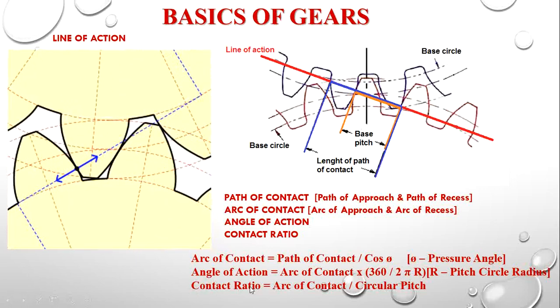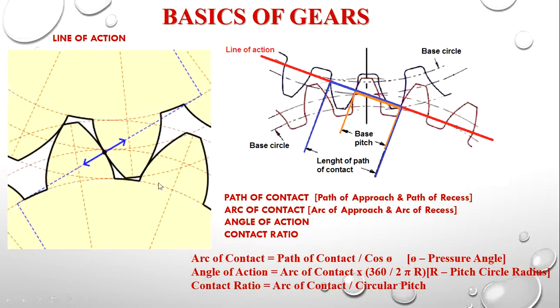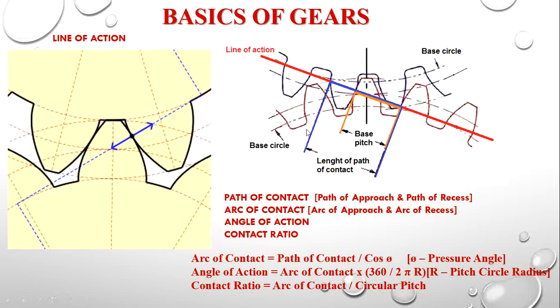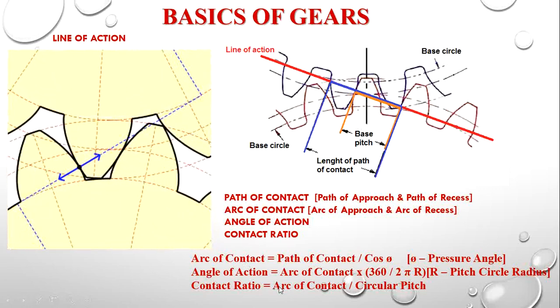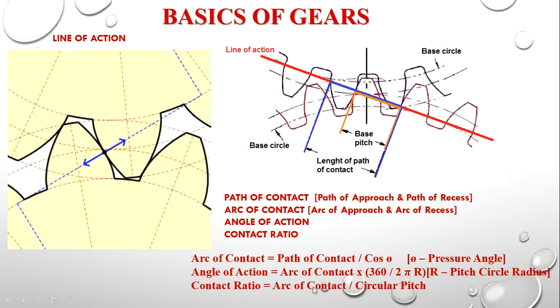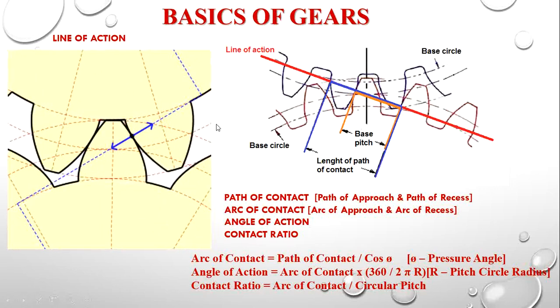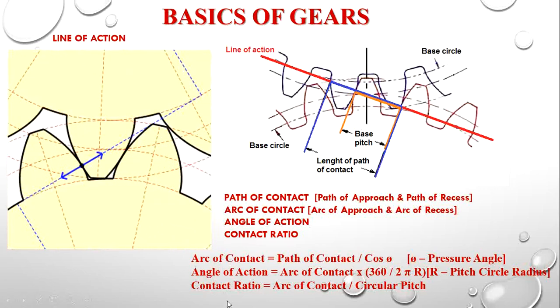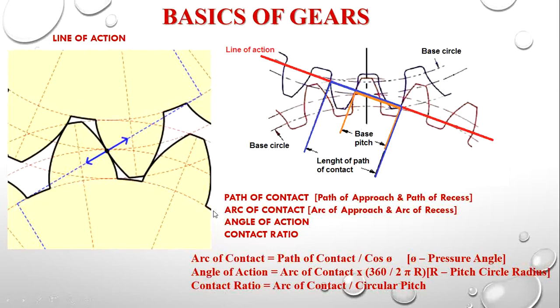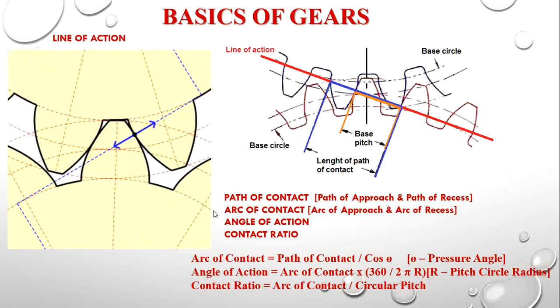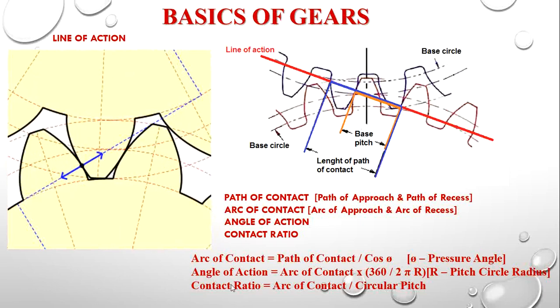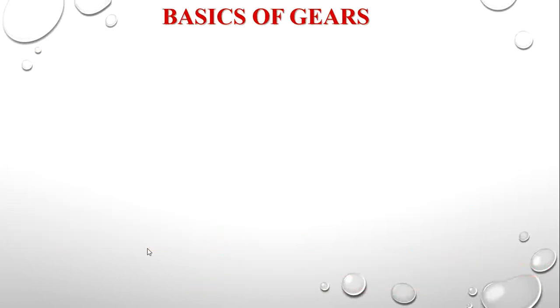Now the third one is contact ratio. Contact ratio is nothing but how many teeth are in contact at a time. The formula for that is arc of contact by circular pitch. So using these three equations we will determine the basic gear parameters, such as how many teeth are in contact. These are very important parameters of the basics of gear.